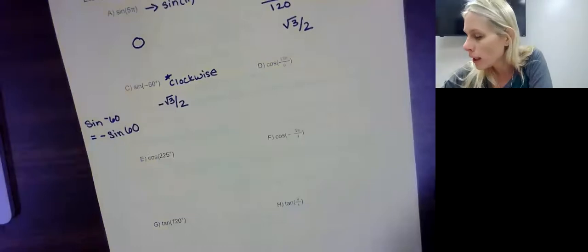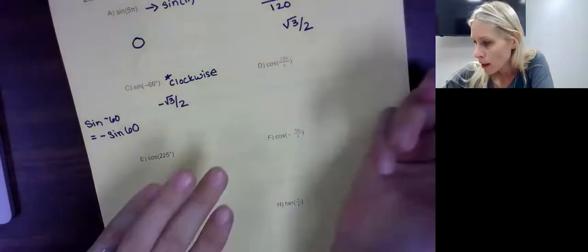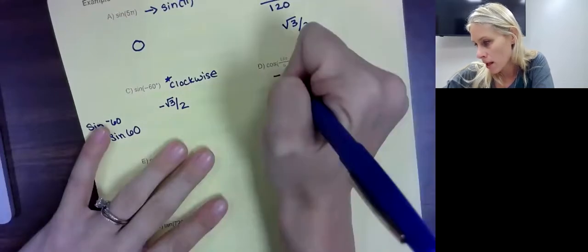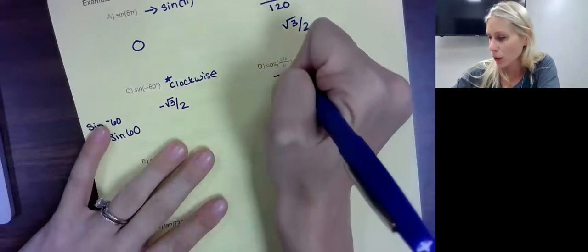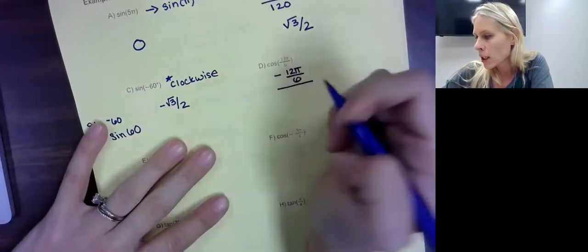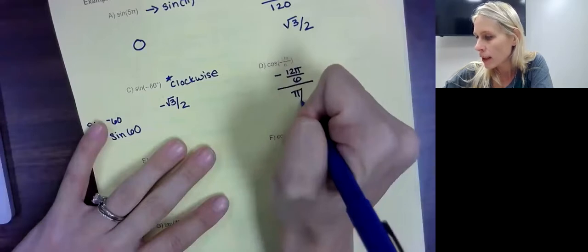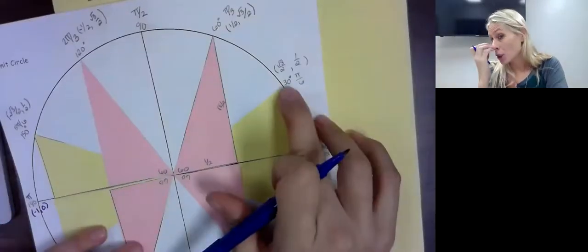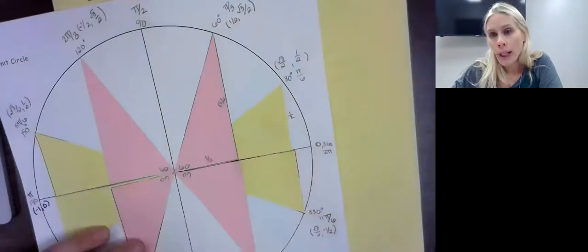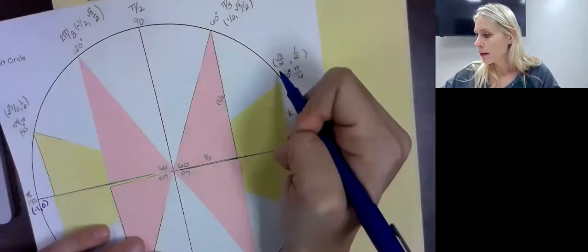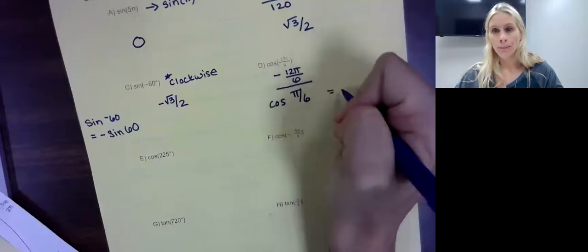Now, a full circle is subtracting 2 pi, but over 6, right, that is 12 pi over 6. So I'm subtracting a full circle. When I subtract a full circle, I'm left with 1 pi over 6. So I know I'm finding cosine of pi over 6. That's where we belong, right? So you can either count or you could subtract your full circles. We're looking for cosine. Cosine is the first coordinate. So our answer is square root of 3 over 2.